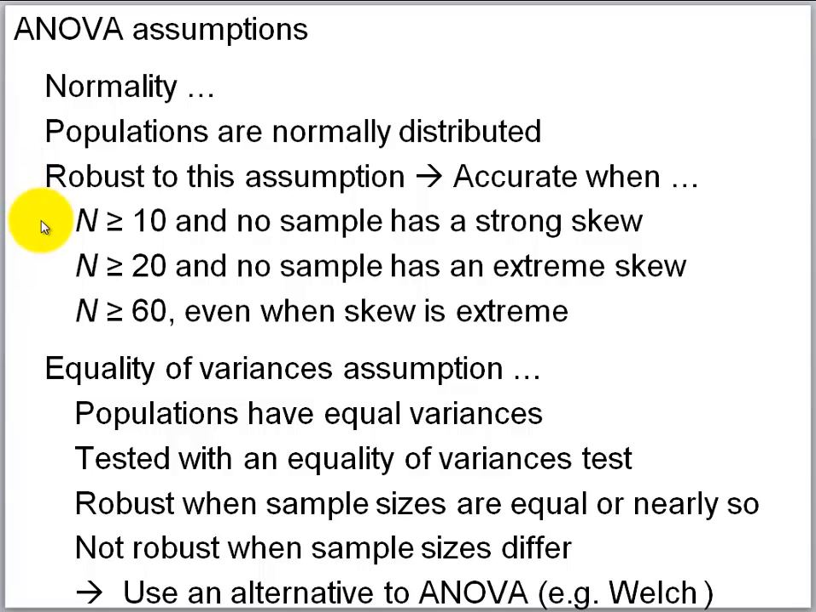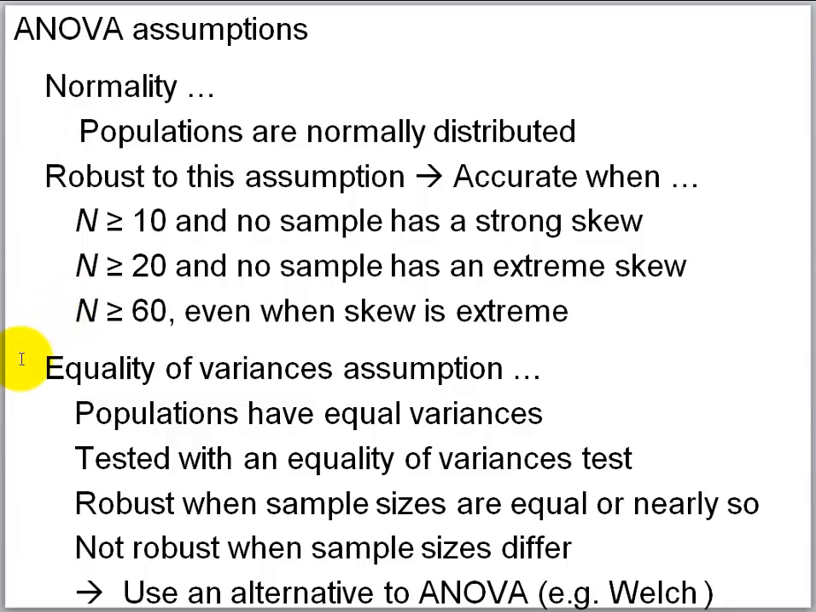Here are the situations when it's sufficiently accurate. ANOVA is robust when n is 10 or greater and no sample has strong skew, and also when n is 20 or greater and no sample has extreme skew, and finally when n is 60 or greater, even when skew is extreme. So in each of these situations you'll get sufficiently accurate results.